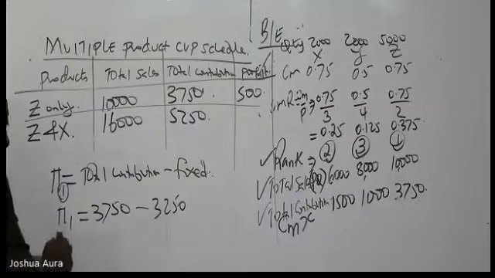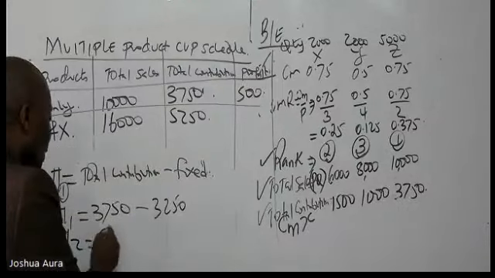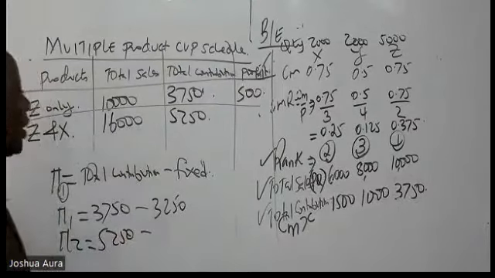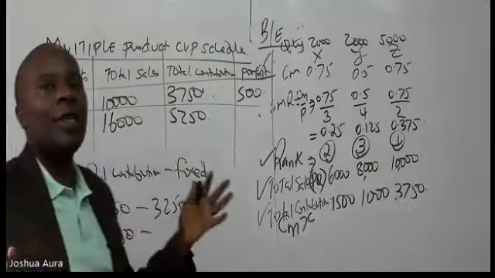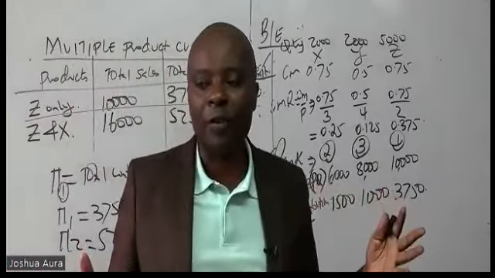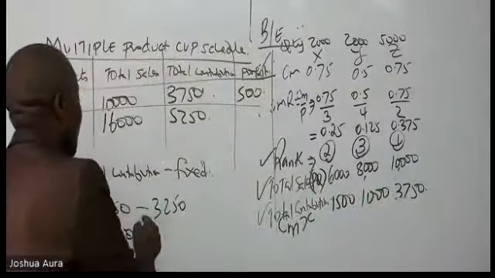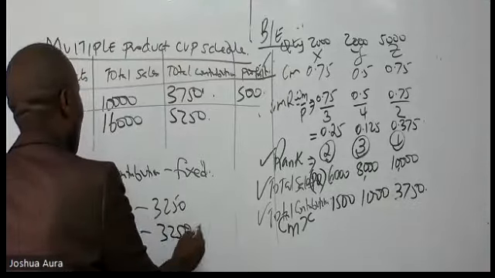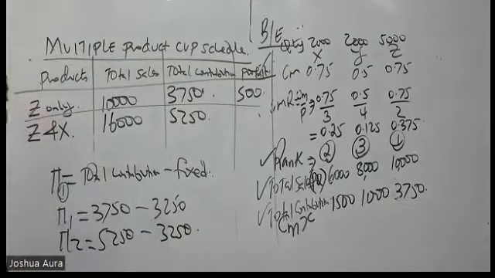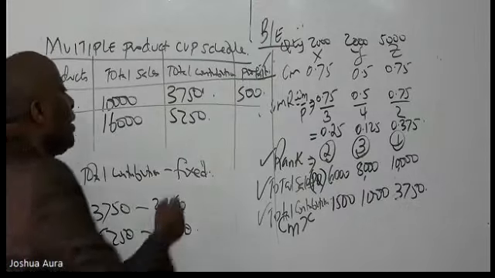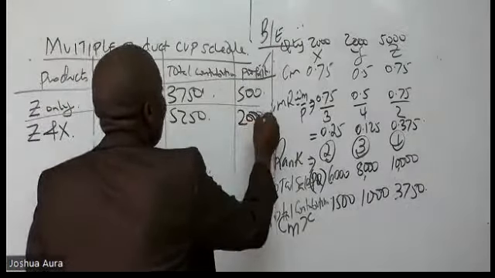To get the second profit, I'll take total contribution, which is 5,250, minus the fixed cost. The fixed cost is ever fixed, which is 3,250. It doesn't wobble, it is ever constant. So when you subtract like that, how much profit are we getting? Somebody is telling me that we're getting a profit of 2,000.